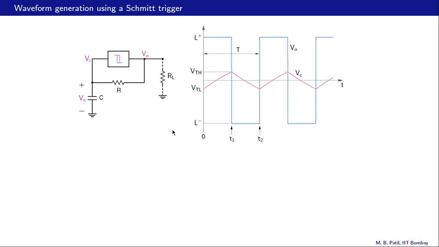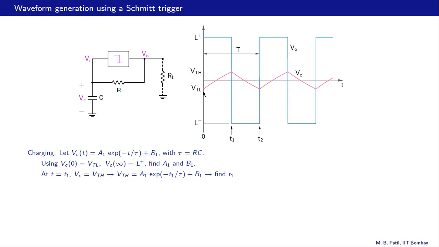Let us now find the period of oscillation. Here are the waveforms. VO going from L plus to L minus, and VI or VC going from VTL to VTH. If you recall, in the last example we had VTL equal to minus 1 volt, VTH equal to plus 1 volt, L minus was minus 5 volts and L plus was plus 5 volts. Alright, so where do we begin?